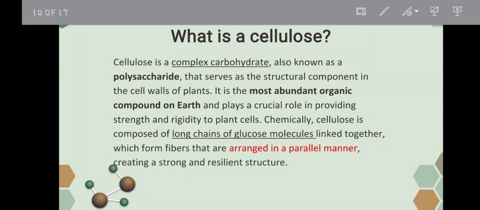It is around, I think, 7,000 to 15,000 sugars linked together, which form fibers that are arranged in a parallel manner, creating a strong and resilient structure.